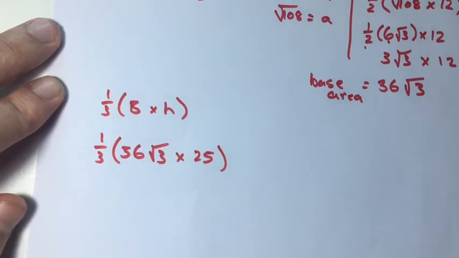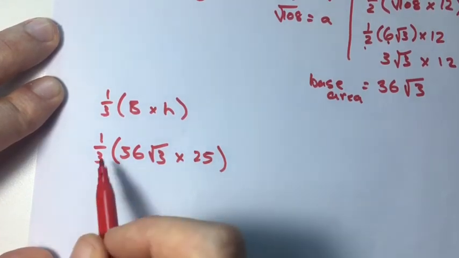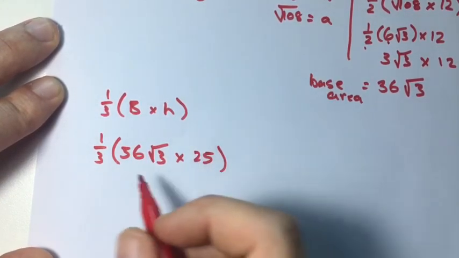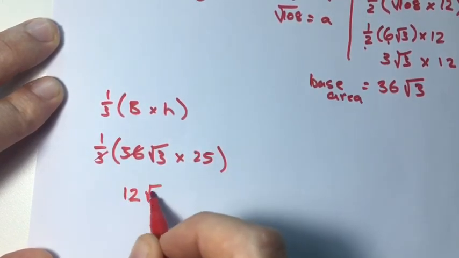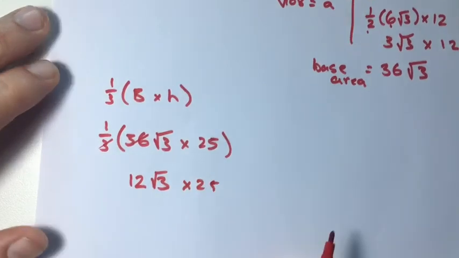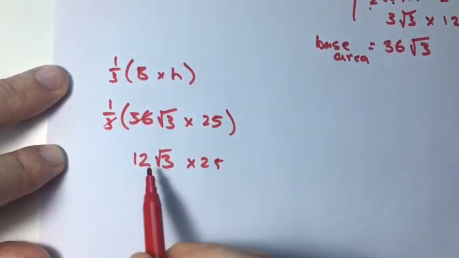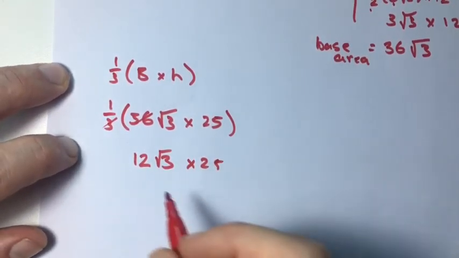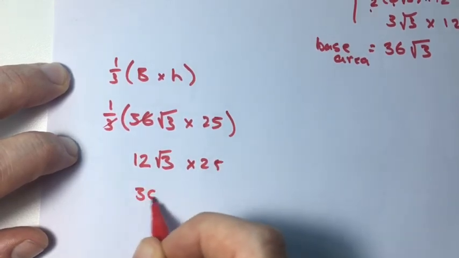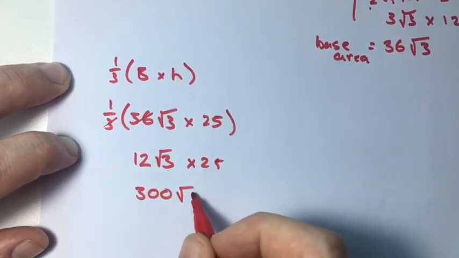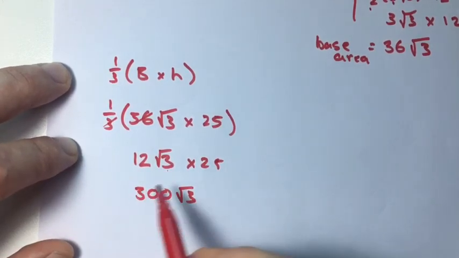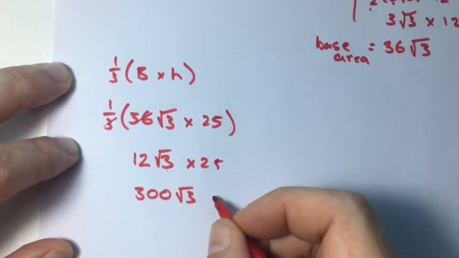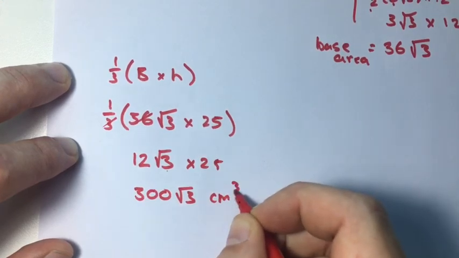So we can work this all out. 1/3 of 36, we can just cut that, is going to come to 12 square root of 3 times 25. 12 times 25 comes out to 300. We're going to bring down my square root of 3. So the volume of my pyramid is 300 square root of 3 centimeters cubed.